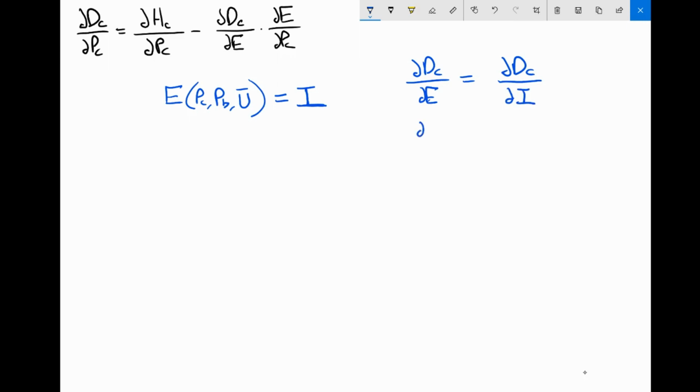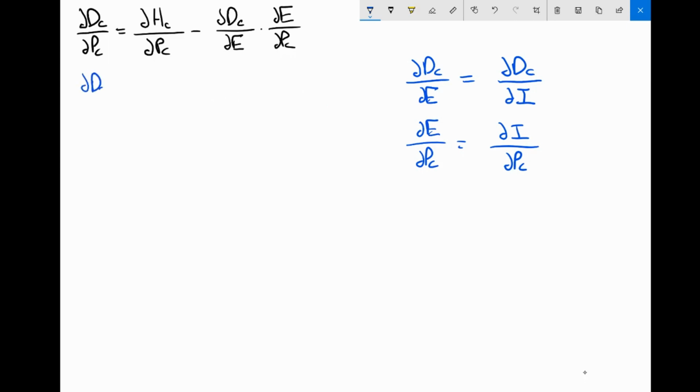And I can rewrite this as the derivative of income with respect to price. All right, so I'm going to do that. I'm going to rewrite this equation now. We're starting to get a clearer picture of how the second term here is the income effect. So the change in demand given a change in income, change in income given a change in price.